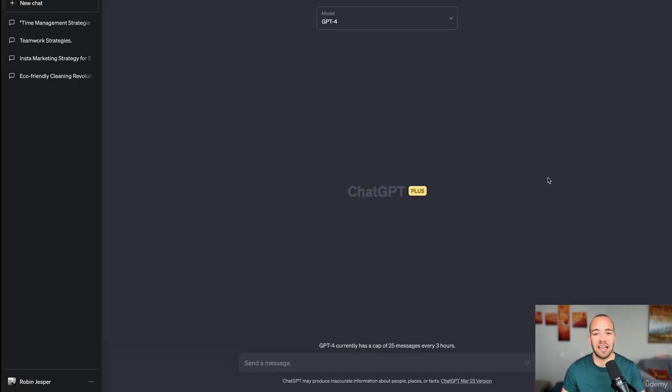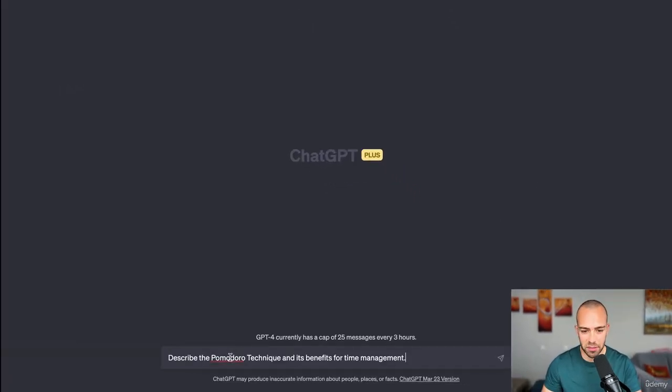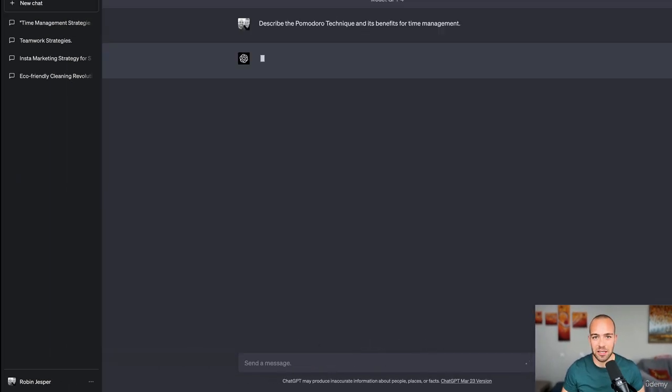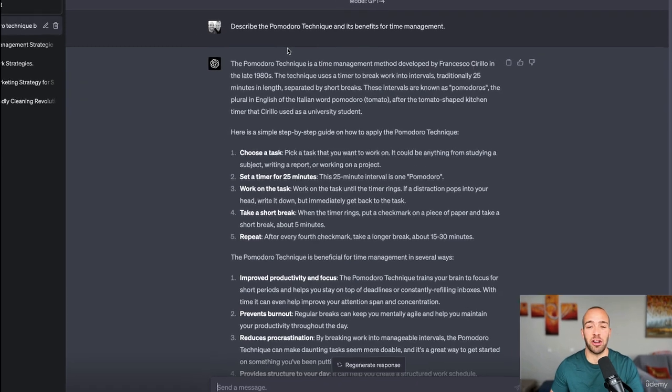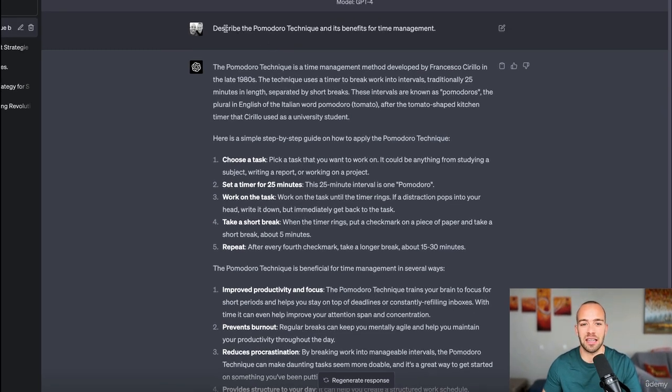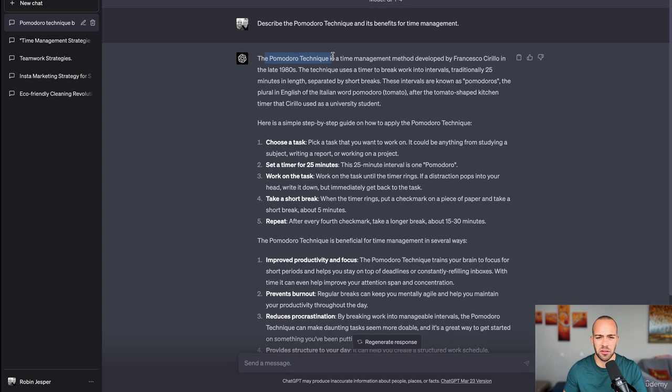All right, so here we are in ChatGPT. Now, let me just paste this in. Describe the Pomodoro technique and its benefits for time management. Let's have a look at the answer without using this prompt technique. Skimming through this, the Pomodoro technique is a time management method developed by, and then it's really simple language already. Choose a task, set a timer, work on the task. It's really breaking it down really well here from ChatGPT.